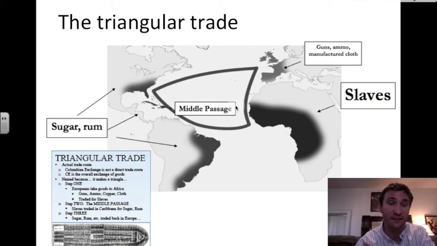More on this later. But what is then brought back to Europe from the Americas? Sugar and rum. The sugar plantations of the Caribbean are vibrant with wealth. And the rum is a product of making an alcoholic beverage out of sugar. And both of these items are wanted greatly in Europe. So they complete the triangular trade routes.